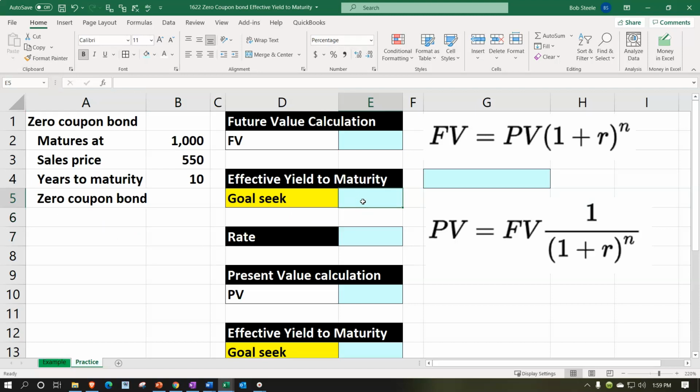We're going to be calculating the effective yield to maturity for a zero coupon bond. Note that's going to be the change here, that we have this zero coupon bond. For normal bonds that are not zero coupon bonds, we focused on that in a lot more detail in a prior section, so you can go back there and take a look at that in more depth.